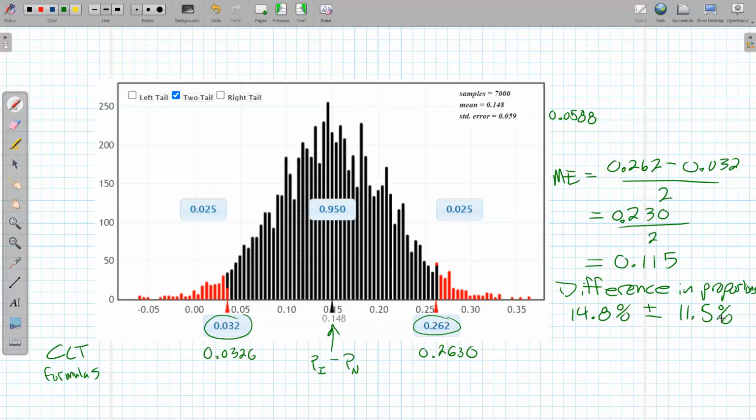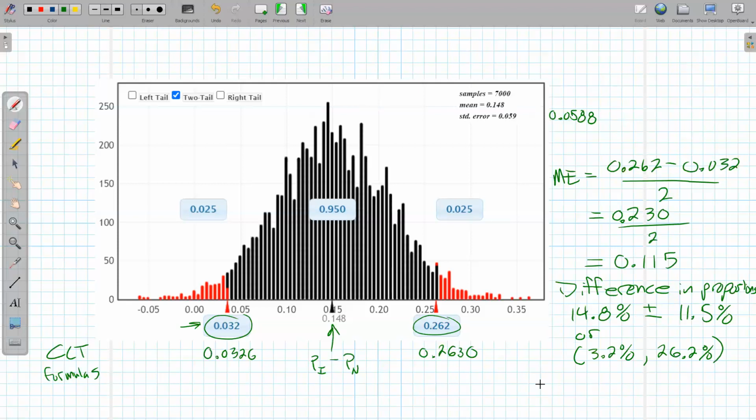The other way we can state the confidence interval is by stating the lower and upper. And so right now I'm using these numbers here for my lower and upper. Notice the ones underneath are a little bit different. So I could also state my confidence interval by stating the lower, which would be about 3.2%, up to 26.2%.